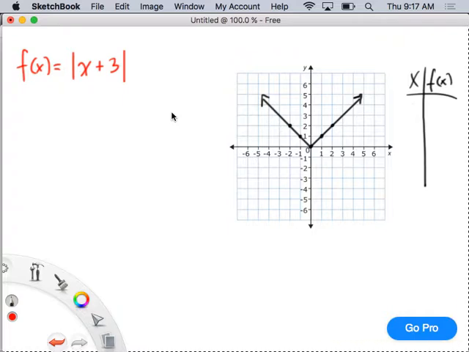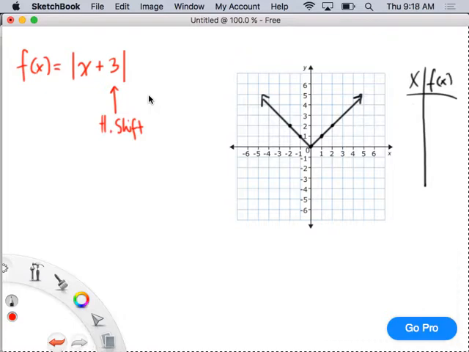Now, who can tell me what this is going to do? Yes? Is it going to shift it on the x-axis? Yes, it's going to horizontally shift it. How is it going to horizontally shift it? To the right, is what most people would think. It's the opposite. To the left. When it's plus on the inside, to the left.